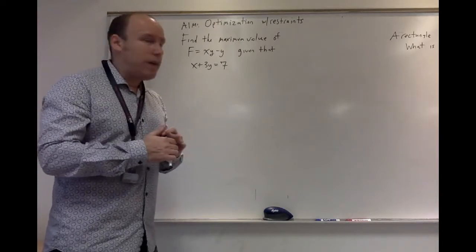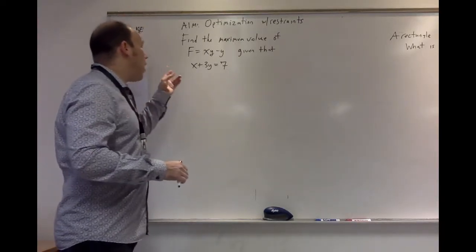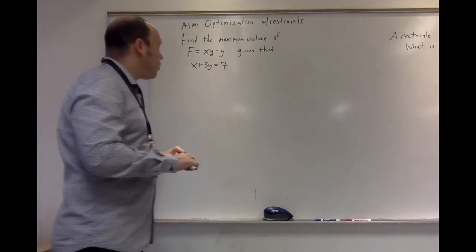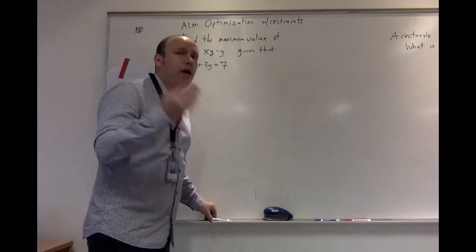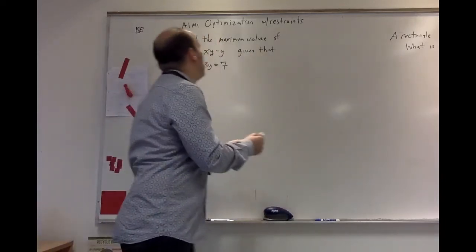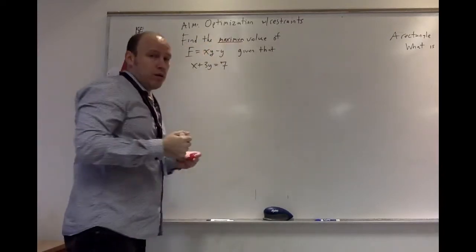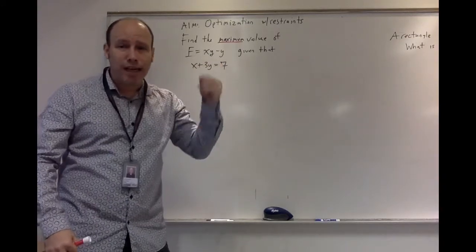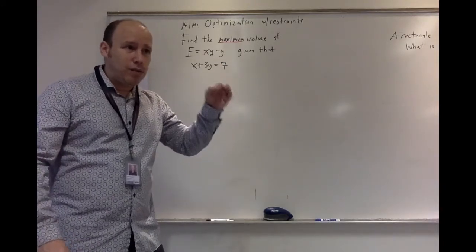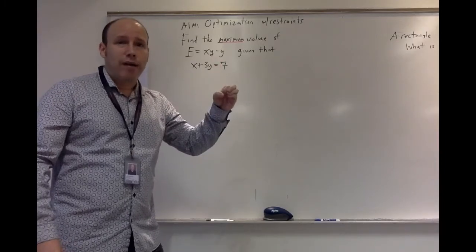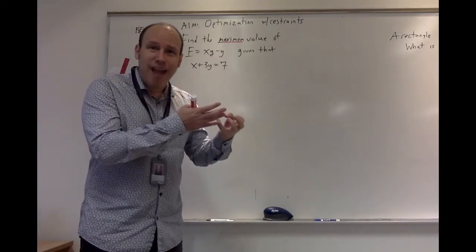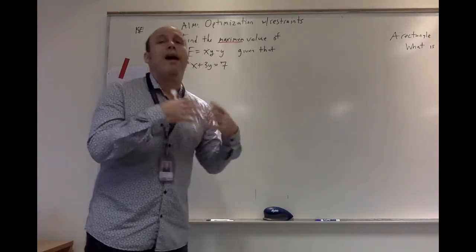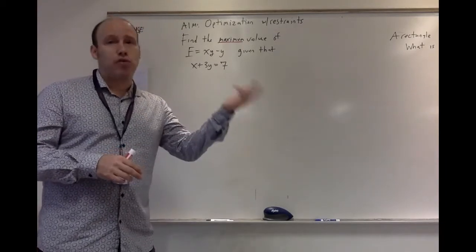So the first question is: find the maximum value of f, which equals xy minus y, given that x plus 3y equals 7. So you would say, okay, I got this. You're asking us to maximize f. The first thing you should think about if you hear max or min of a function is take the first derivative, set it equal to 0, solve for x or whatever variable it is, and then you can either make a sign chart or plug the value into the second derivative to determine if it's a max or a min.